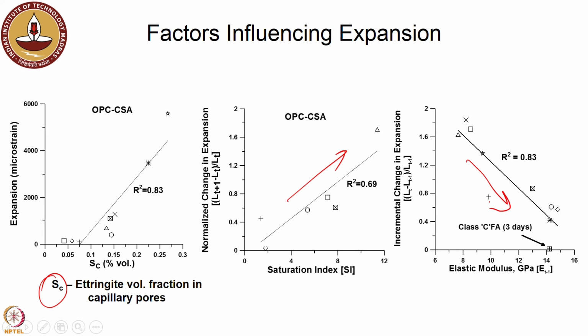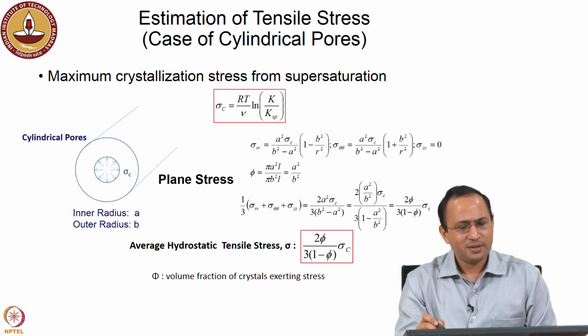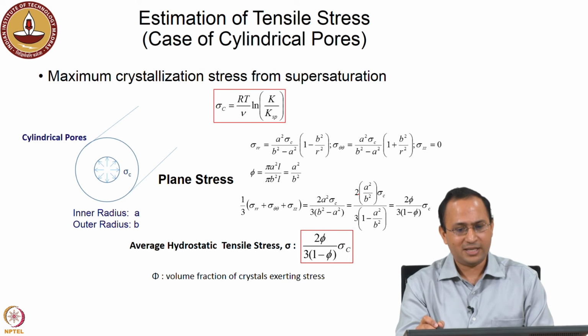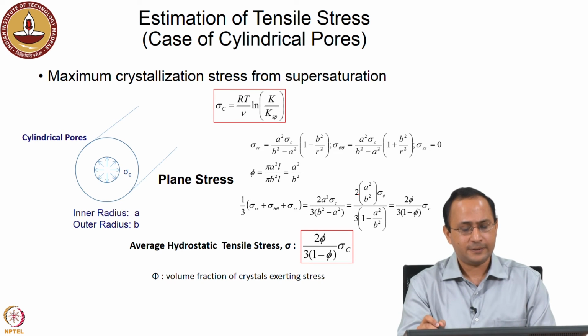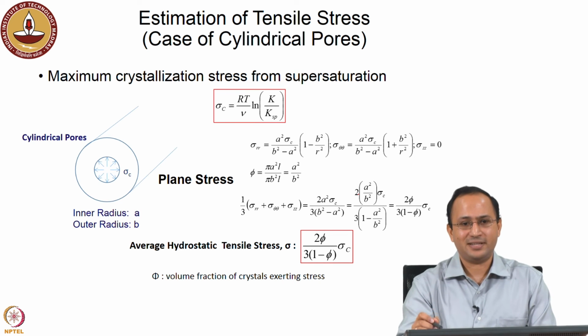What is interesting here is the elastic modulus, right. It is very important to pay attention to the stiffness of the matrix. A matrix which is less stiff will expand more, right. So, as you increase the elastic modulus, you see a reduction in expansion. Now, there are simple ways, obviously with a lot of assumptions like the matrix being isotropic and homogeneous, right. Elastic, we can estimate the tensile stresses, right.